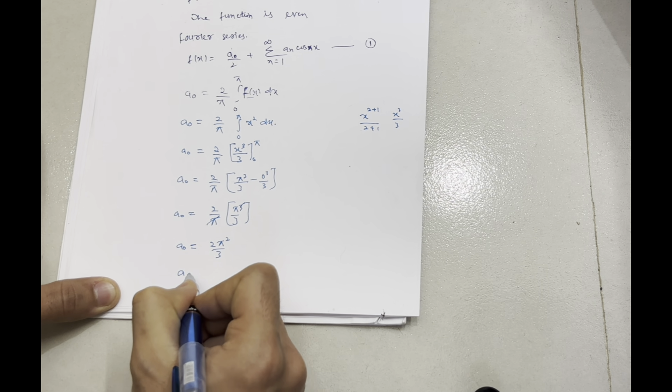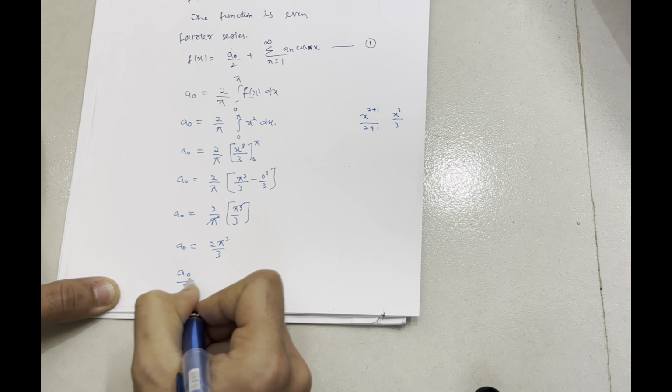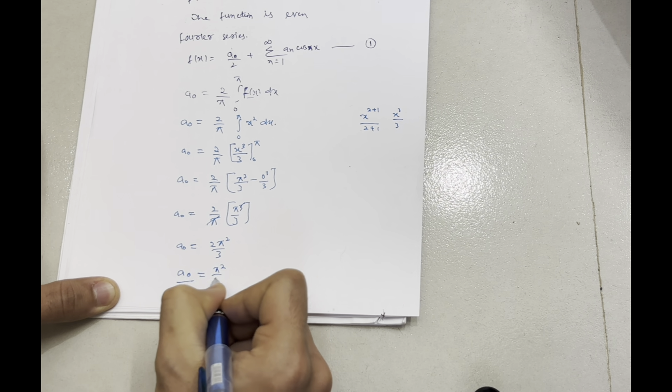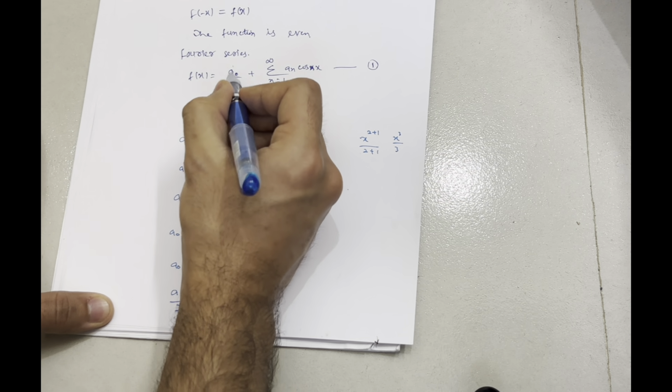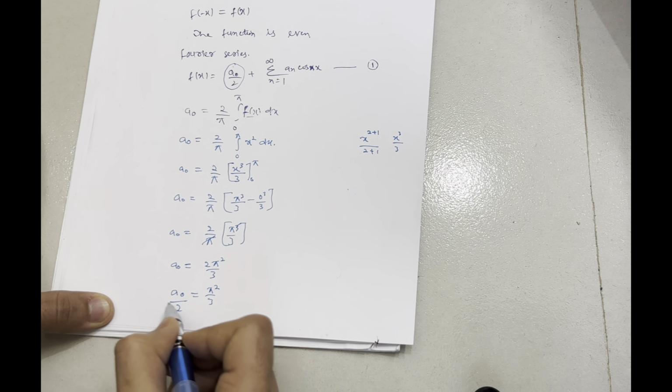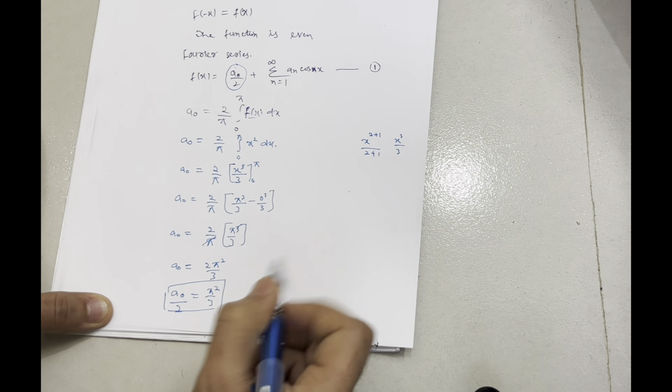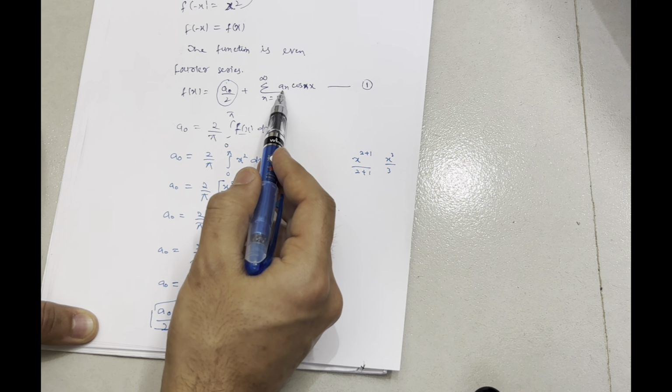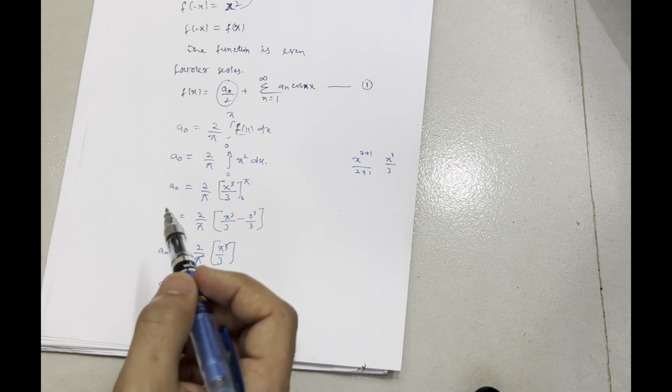You can also write a naught by 2 is equal to pi square by 3. So a naught by 2 we are getting pi square by 3. Now what we have to calculate? We have to calculate the a n value. So in the next page I will solve.